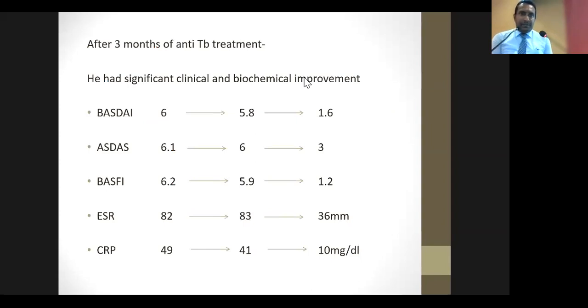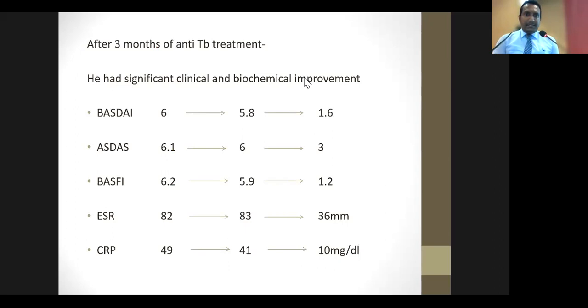After 3 months of anti-TB treatment, when we reviewed him, he had significant clinical and biochemical improvement. Both activity scores have come down significantly, and also the inflammatory markers, ESR being 36 and CRP at 10. At this moment, he is at the latter stages of the anti-TB therapy, and he has improved significantly and is now able to carry out his day-to-day activities without any functional impairment.